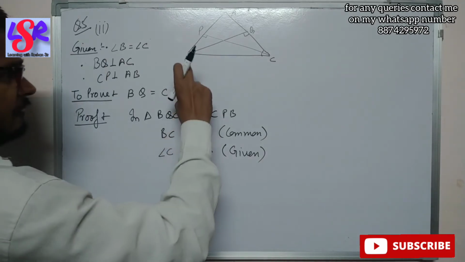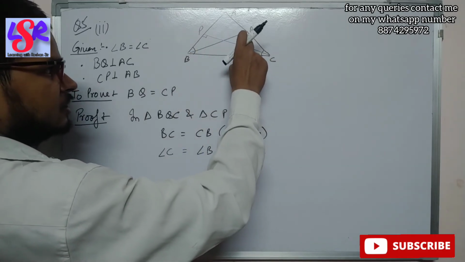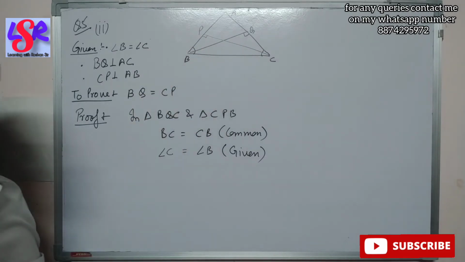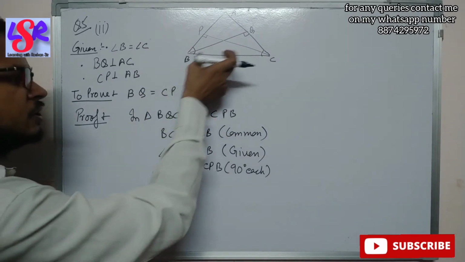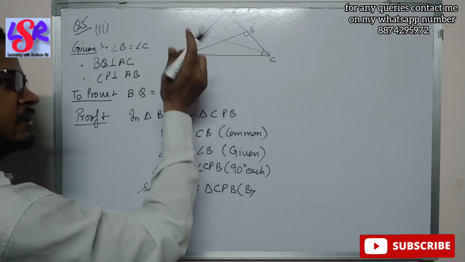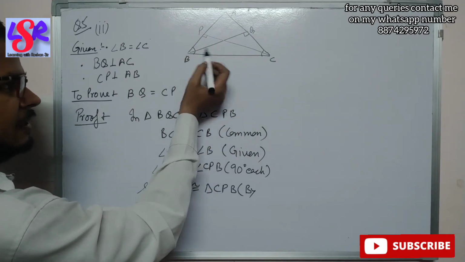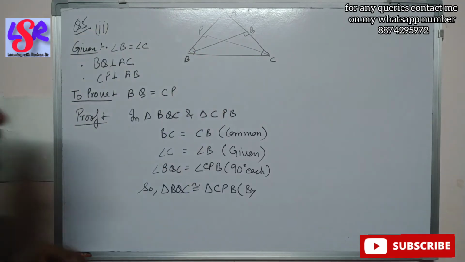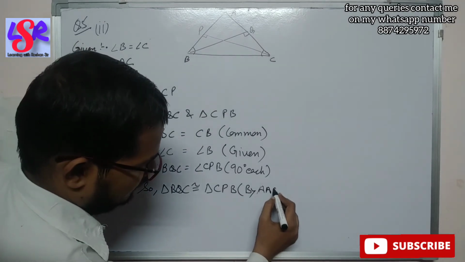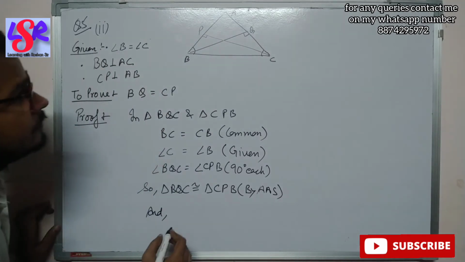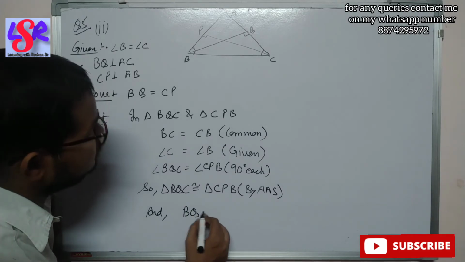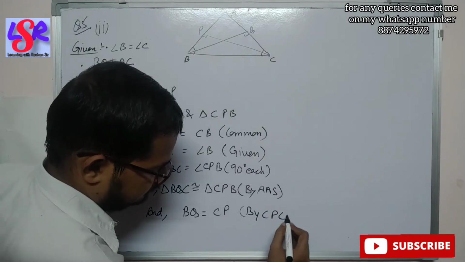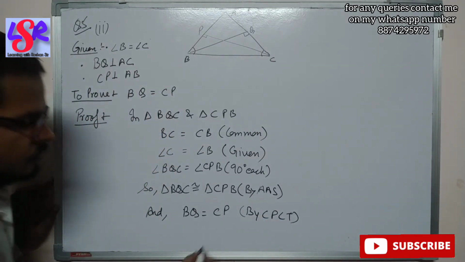And then we have angle BQC, that is angle Q, and angle CPB, that is angle P. They are both equal because they are 90 degrees each. Now these two triangles are congruent. To prove these two triangles congruent, we have used this angle, and then this side. It means the two angles are here and this side is over here. So it is AAS. And this BQ is equal to CP by CPCT. Hence proved.